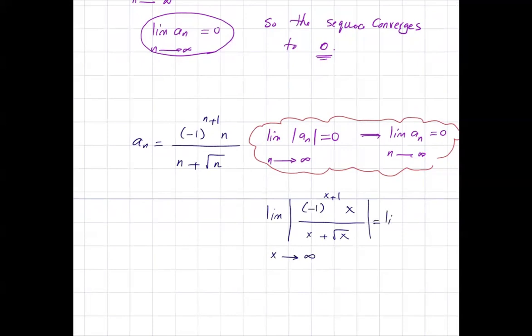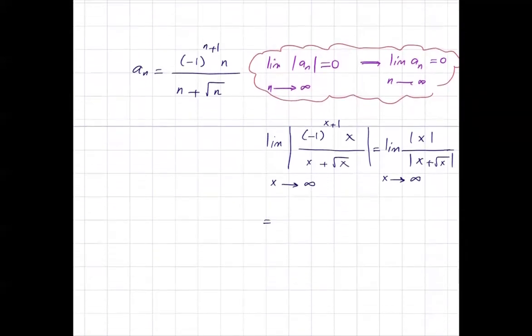This indeed is equal to the limit of the absolute value of x divided by the absolute value of x plus the square root of x as x goes to infinity. So to find this limit, let's divide everything by x. This is equal to the limit of the absolute value of x over x, over the absolute value of x over x plus the square root of x over x, as x goes to infinity.